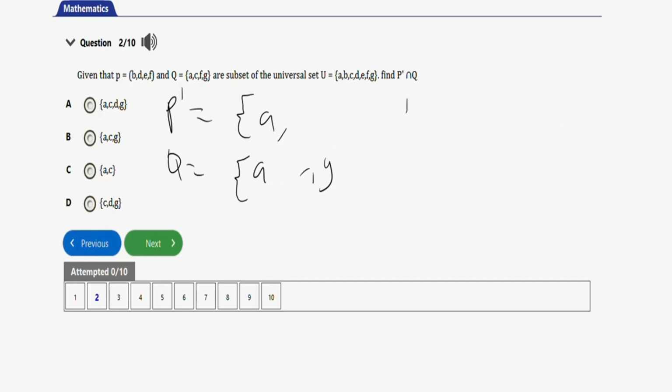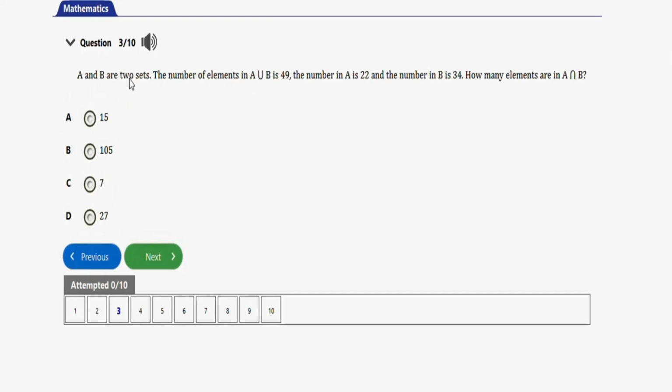Alright, so we are making progress, guys. Remember, we are dealing with repeated questions. So let's solve the next repeated question, which is this one. It says A and B are two sets. The number of elements in A union B is 49. The number in set A is 22, and the number in set B is 34. How many elements are in A intersect B?